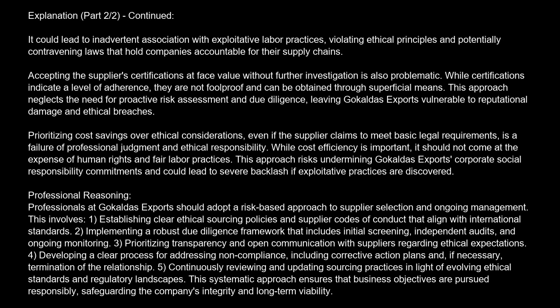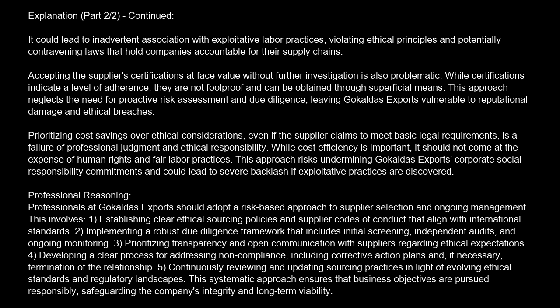Prioritizing cost savings over ethical considerations, even if the supplier claims to meet basic legal requirements, is a failure of professional judgment and ethical responsibility. While cost efficiency is important, it should not come at the expense of human rights and fair labor practices. This approach risks undermining Gokaldas Exports' corporate social responsibility commitments and could lead to severe backlash if exploitative practices are discovered.